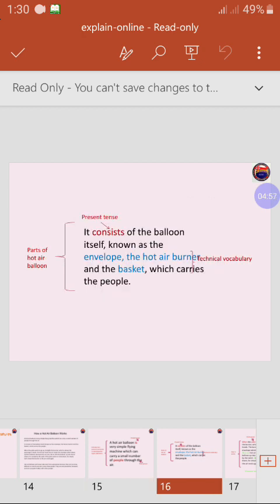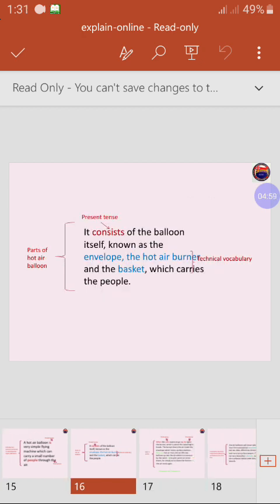The second paragraph is talking about the parts of the hot air balloon. It consists of the balloon itself, known as the envelope, the hot air burner, and the basket which carries the people. Here again, we use the present tense, as in the word consists, and we use technical terms, as in the words envelope, hot air burner, and basket.